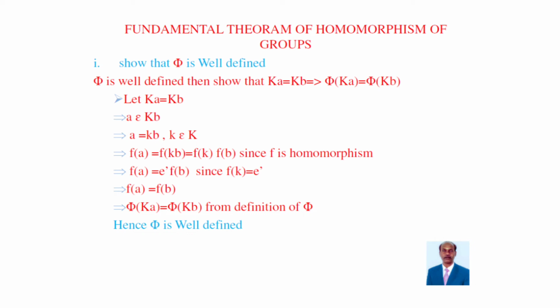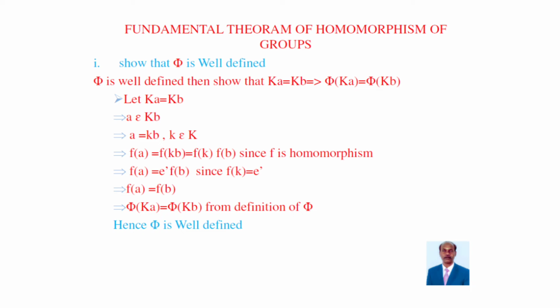So now first we are going to show that pi is well defined. If we want to show that pi is well defined, we want to prove that Ka equal to Kb implies pi of Ka equal to pi of Kb. So let Ka equal to Kb. According to right cosets, Ka equal to Kb means any one element belongs to the other set. So a belongs to Kb. Now we assign a particular value to a, so a is equal to kb, where k belongs to the set K.